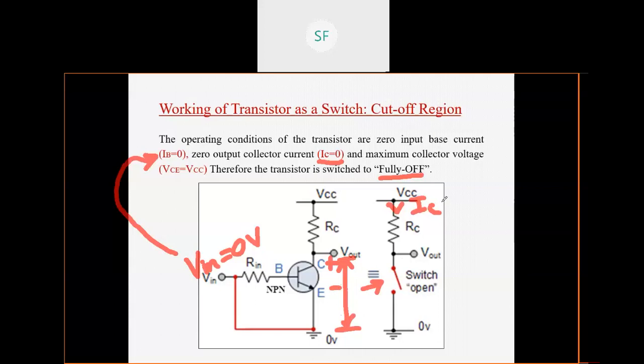So now suppose I am saying that there is no current flowing through it. Since my circuit is open, IC equals 0. Then tell me one thing, if IC equals 0, then what will be the drop across RC? Anyone can reply. If IC is 0, then what will be the voltage drop across the resistance?